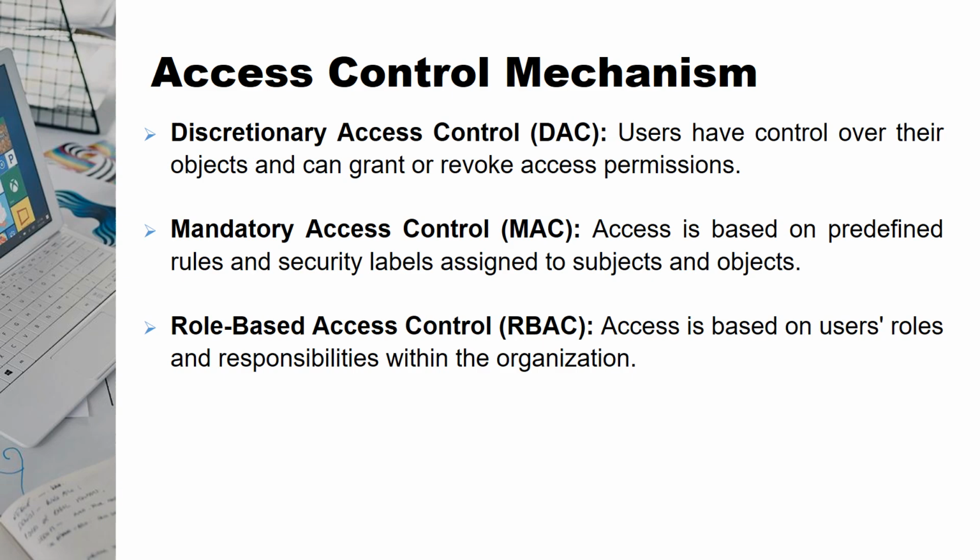Then we will move on to RBAC, the role-based access control. Here access is based on users' roles and responsibilities within the organization. So permissions are based on your job role. For example, all members of the HR department can access employee records, but not financial data. If you change jobs, your access changes with your new role.